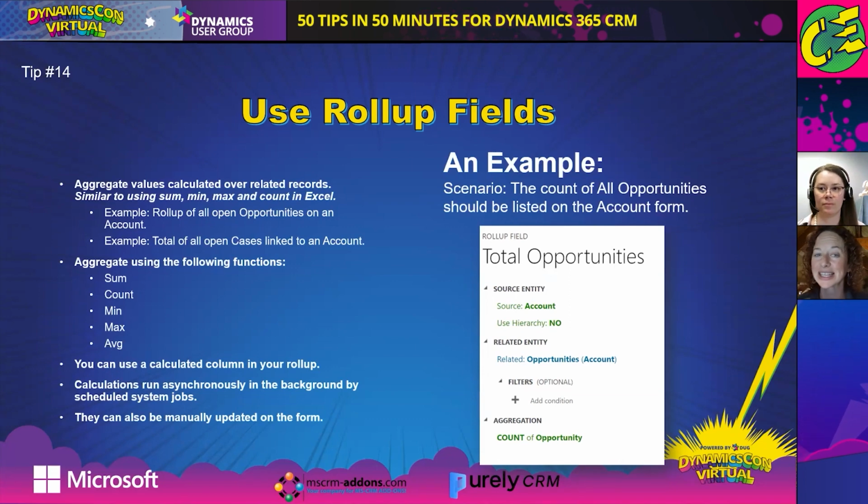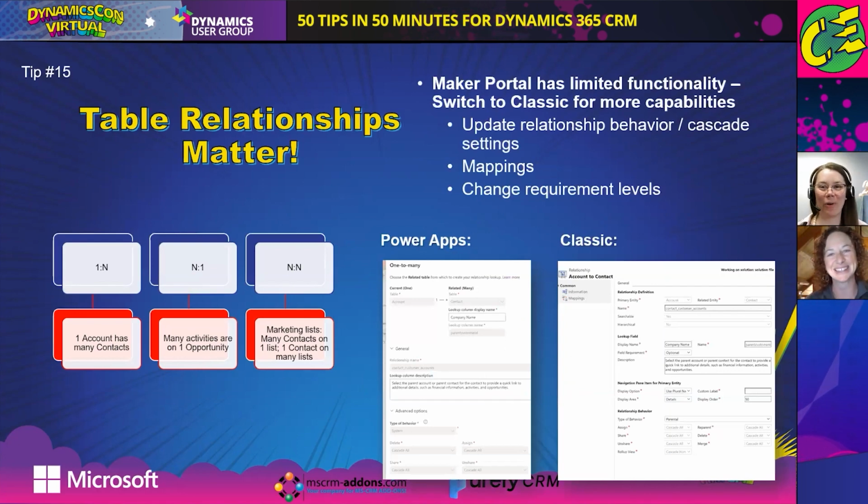You can use a calculated field in your roll-up, which is really cool. And these run asynchronously in the background on scheduled system jobs. So you have to hit refresh. And it's important with these fields you're creating, lookups, we have to keep in mind that the relationships matter. So when I'm linking two tables together, I can configure what type of relationship that is, and I can configure that relationship behavior. So we also encourage you to check out Classic because there is even more functionality in Classic than there is in the Maker portal, at least right now, for modifying that relationship behavior.